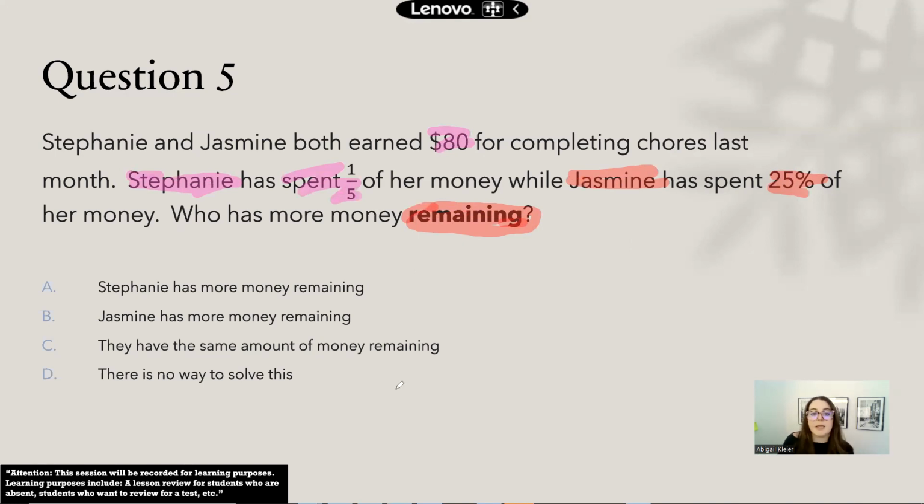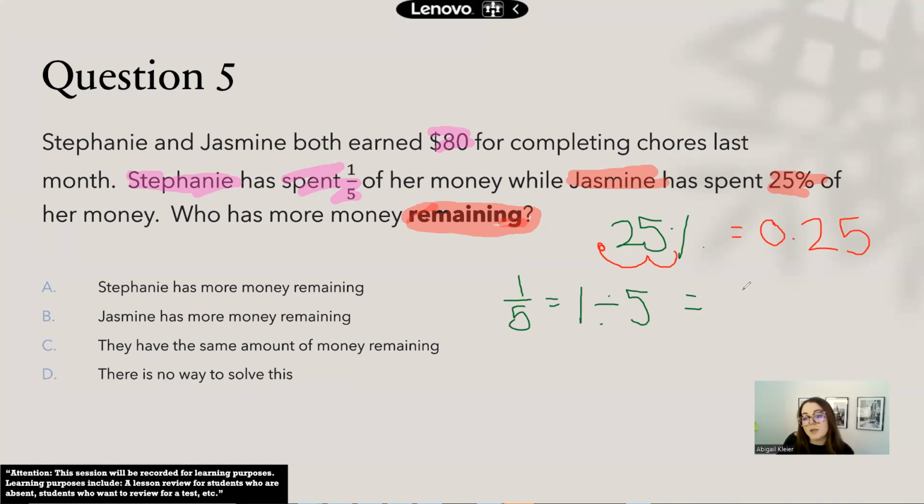So let's go ahead and figure this out. First, let's compare 1/5 to 25%. Again, we're going to return to decimal as our baseline. So let's convert 25% to a decimal. And I'm moving that decimal place 2 spaces, 1, 2. So 25% is equivalent to 0.25. Now, what about 1/5? I have 1/5, which is equivalent to 1 divided by 5. And when I divide 1 divided by 5, I get 0.2.